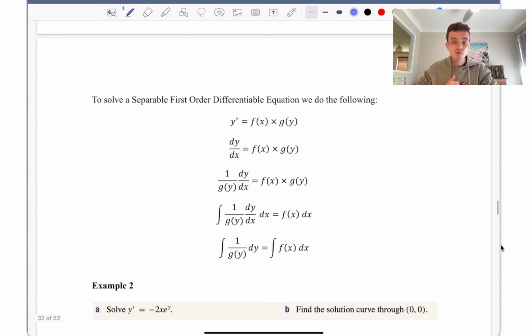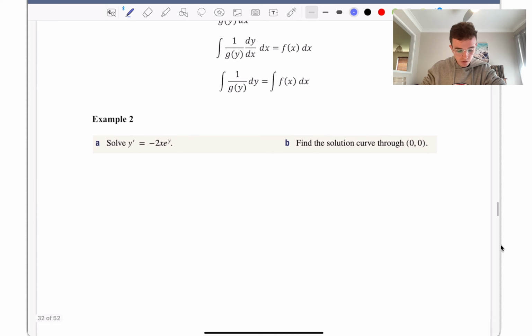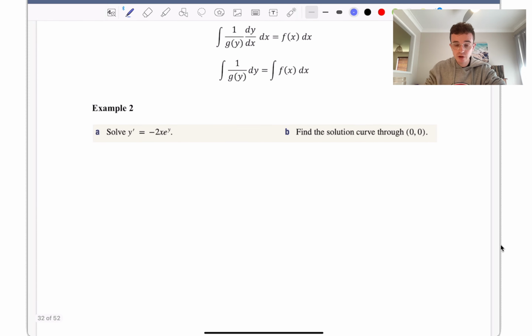Now to solve separable first order differential equations, we do the following. We simply divide the y terms over to the left-hand side and integrate both sides. Often we're going to see ln's a lot in these solutions. So we're going to learn how to do all of those steps in these next few examples.